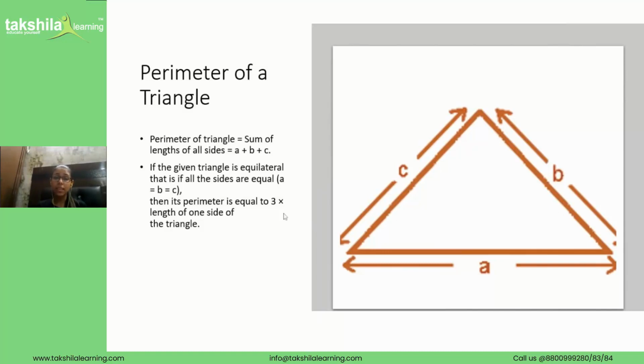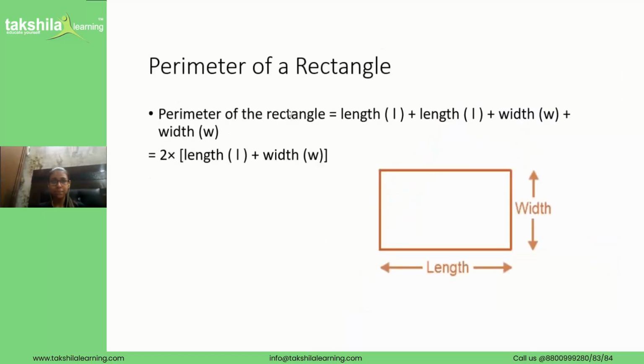Now let's come to the perimeter of a rectangle. As we know, a rectangle has length and width. So we have two widths of the rectangle, and we have two lengths of the rectangle, right? So we have to add the two lengths, 2 times, and the width also 2 times, to get the perimeter of the rectangle.